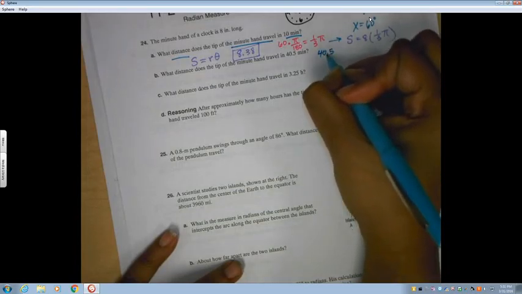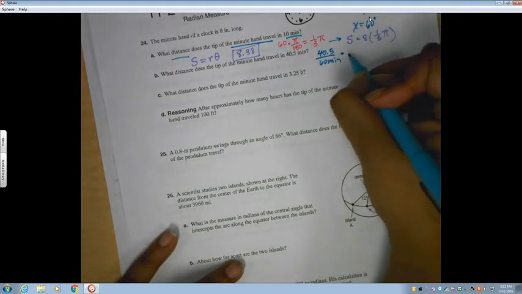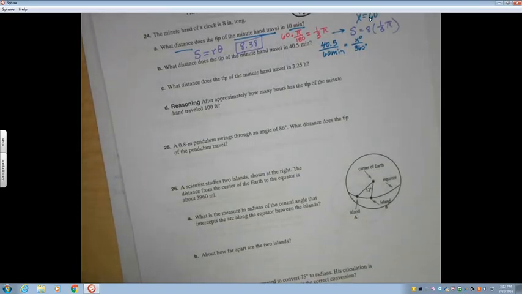Now on B, they wanted the distance the minute hand travels for 40.5 minutes. Same thing: we know 40.5 out of the 60 minutes, and then we need to figure out what degrees that is out of 360. So get your degrees into radians, do the same thing, and then use the same formula. I'm not going to do B because B is like A. That's my hint for you.